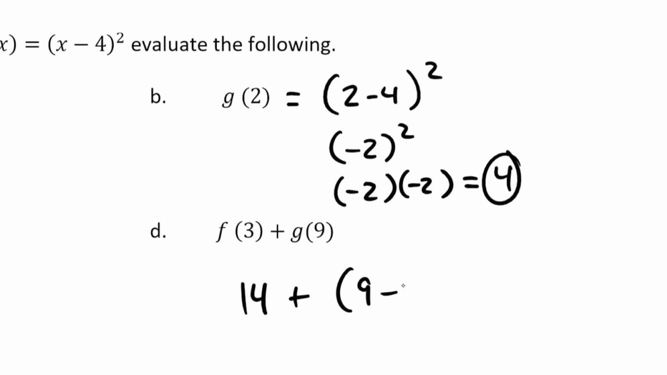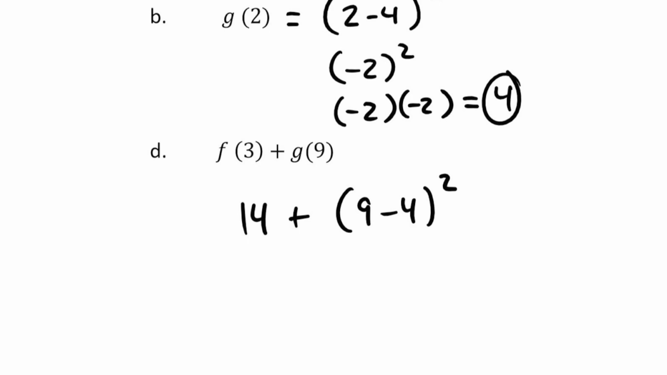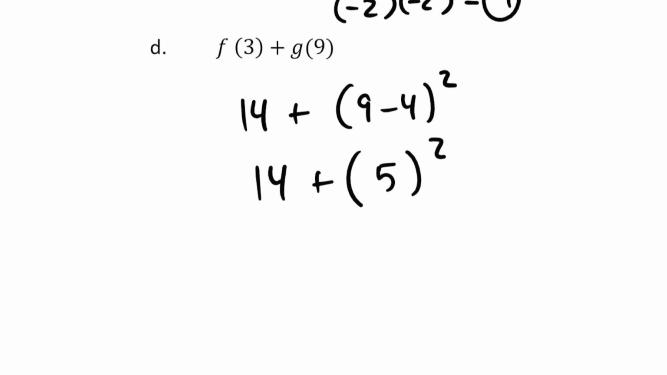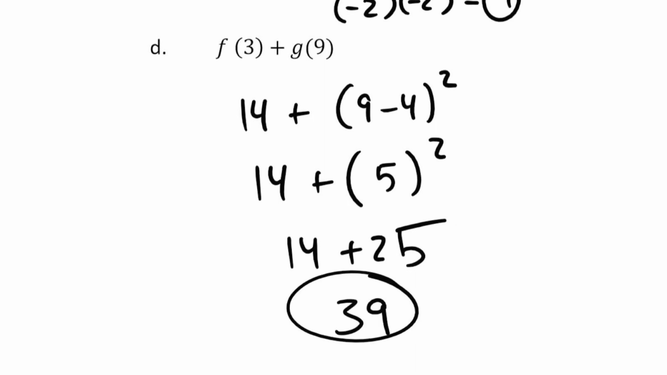9 minus 4, quantity squared. 9 minus 4 is 5. So this is 14 plus, I'm evaluating inside the parentheses first right here, right? 9 minus 4 is 5. I'm going to square that. 5 squared is 25, so I've got 14 plus 25, which is 39. So for D, we get a value of 39.